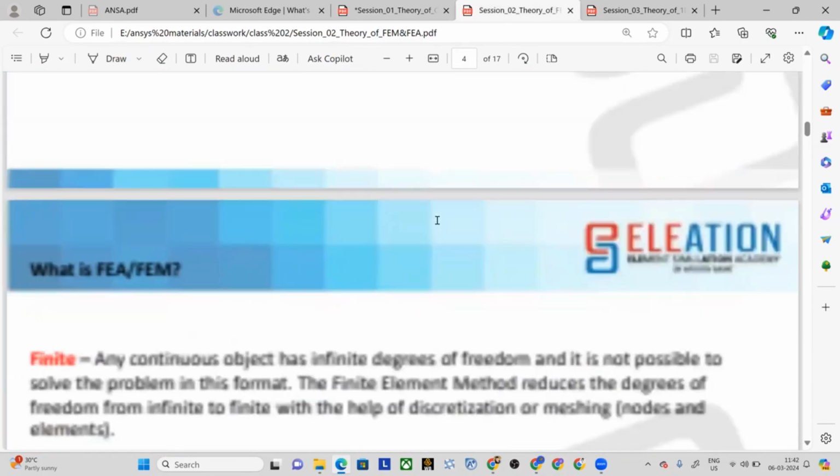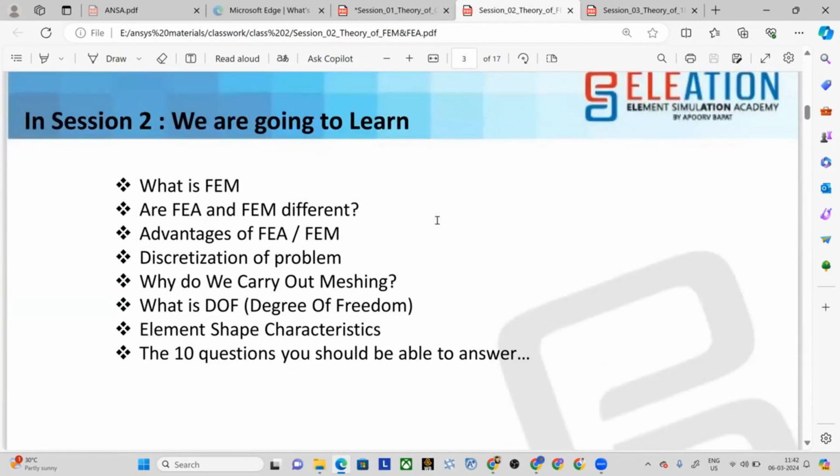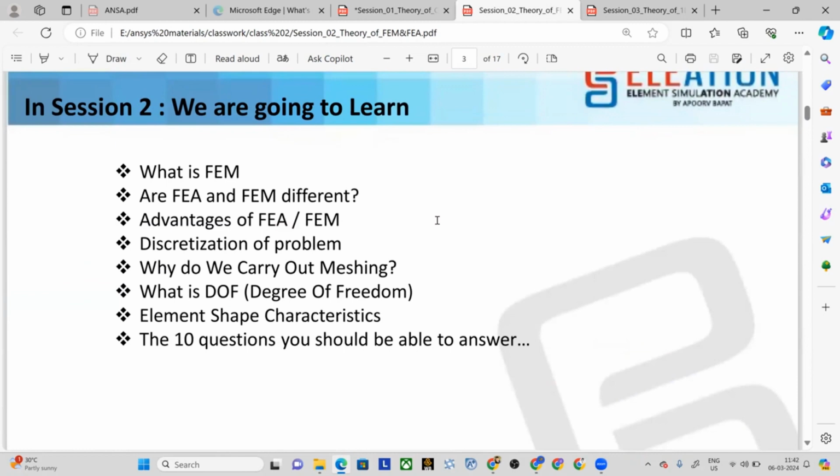Now we are going to see what is finite element analysis and finite element method. Are both the methods the same or different? Then what is discretization?